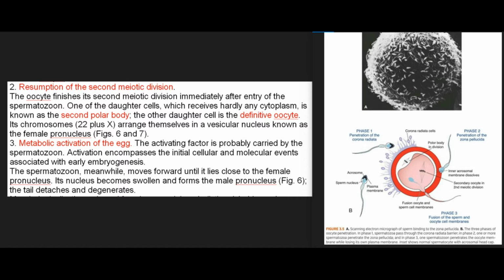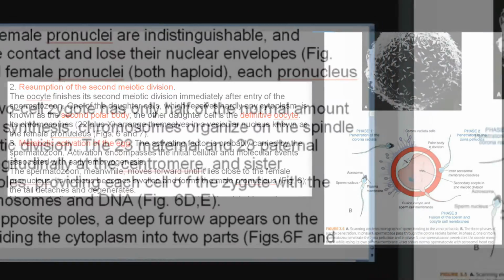3. Metabolic activation of the egg. The activating factor is probably carried by the spermatozoon. Activation encompasses the initial cellular and molecular events associated with early embryogenesis. The spermatozoon, meanwhile, moves forward until it lies close to the female pronucleus. Its nucleus becomes swollen and forms the male pronucleus, Fig. 6, the tail detaches and degenerates.